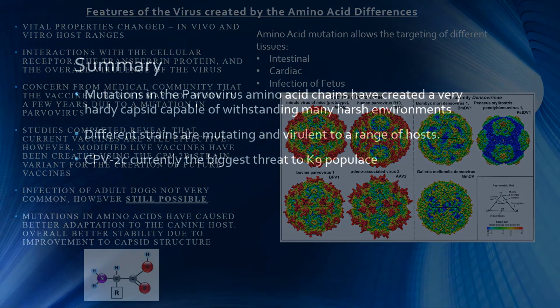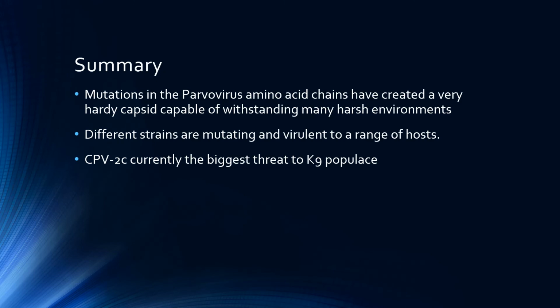So the quick summary that I just wanted to go over is that these mutations in the amino acid strains, as well as the hairpin loops that it has, allow it to really control how it infects the host, when it infects the host, and really allows it to survive in any environment for a long amount of time. And currently, the CPV2C strain is the biggest threat to our canine populace.